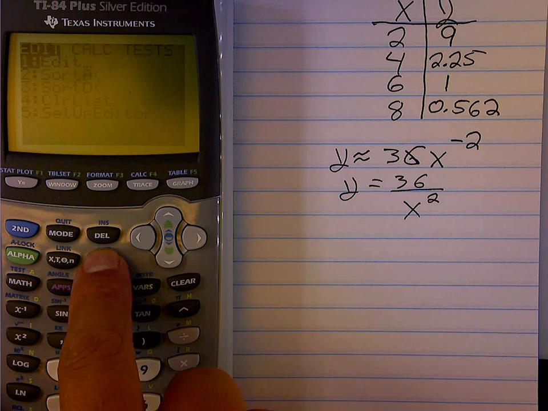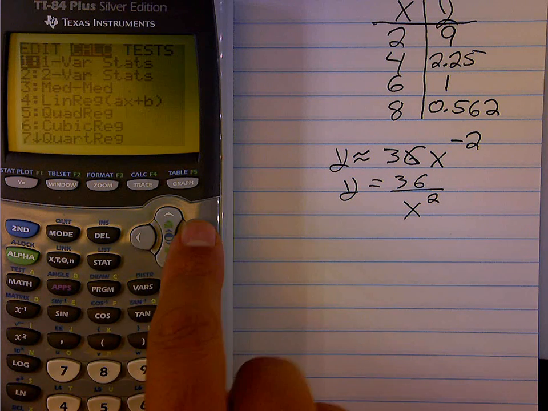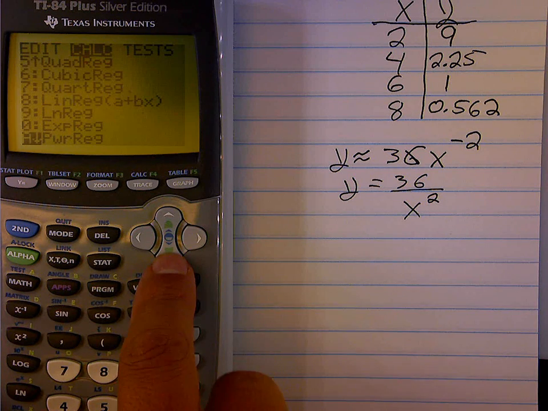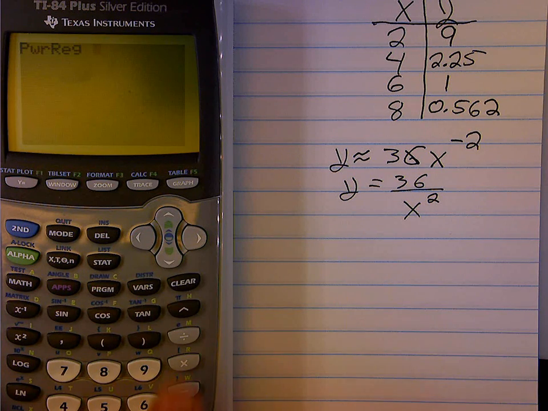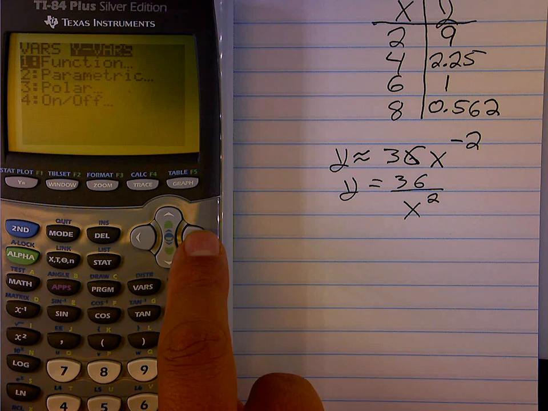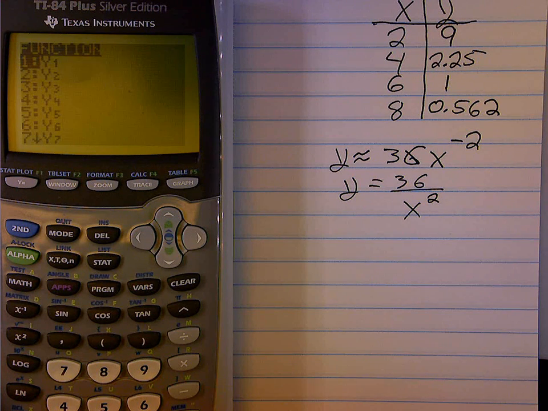Let's try this again. Stat, calculate. We want to calculate a power regression. Hit enter. Now push the variables button. Do you see that variables button? Push it. Go over to y variables. Push number 1 for function. Push number 1 for y1. When I do that, not only does it give me the power function as I gave you before. Everyone see that?